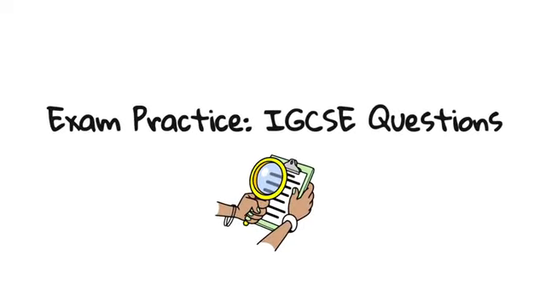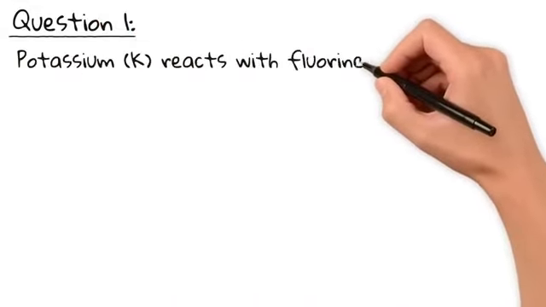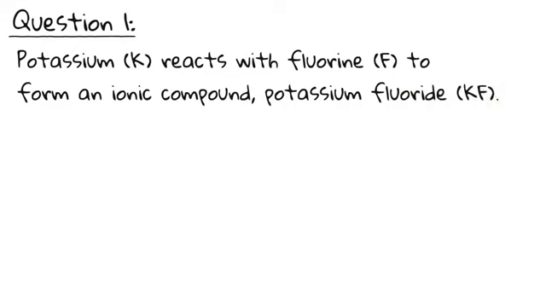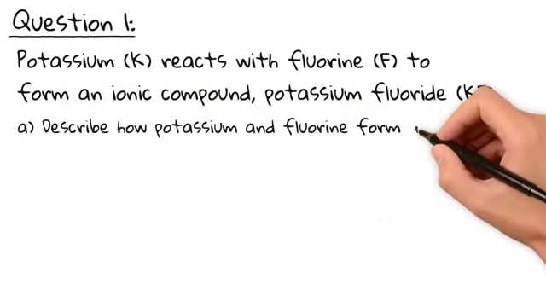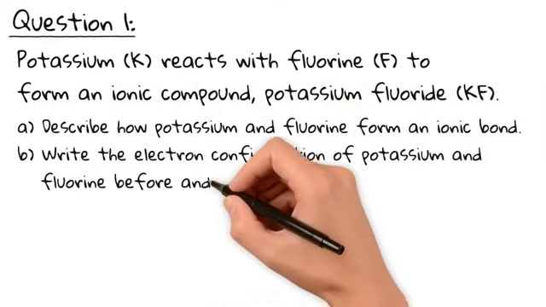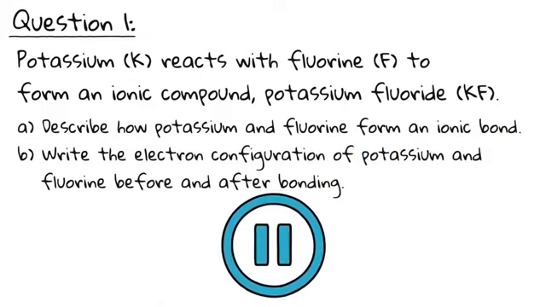Now, let's test your understanding with some IGCSE style questions. Grab a pen and paper and try them out. Question 1. Potassium reacts with fluorine to form an ionic compound, potassium fluoride. A. Describe how potassium and fluorine form an ionic bond. B. Write the electron configuration of potassium and fluorine before and after bonding. Pause the video and give it a try.